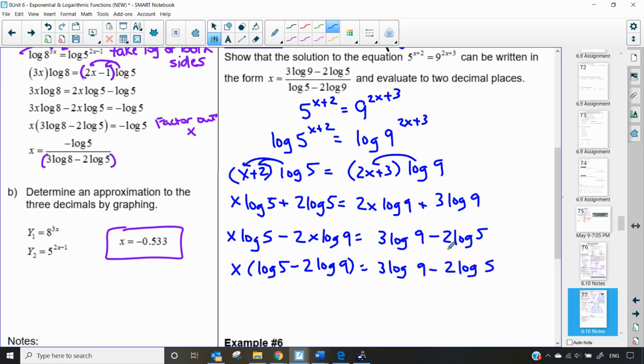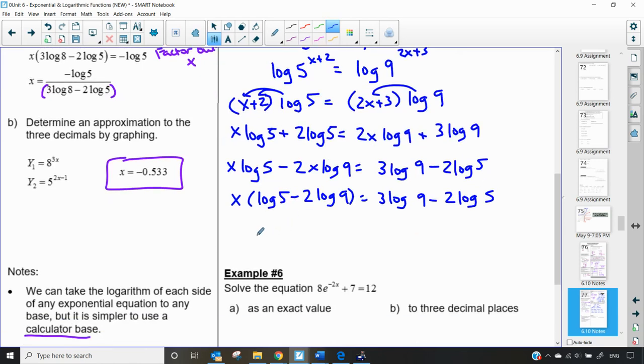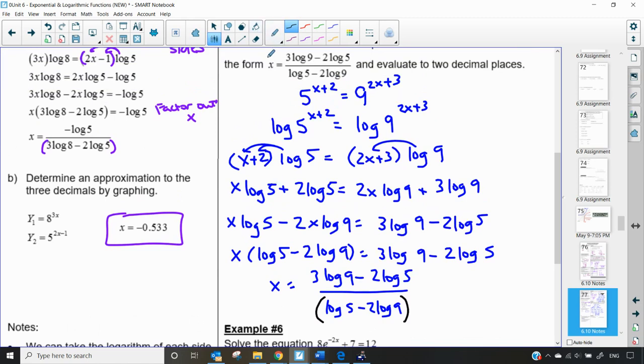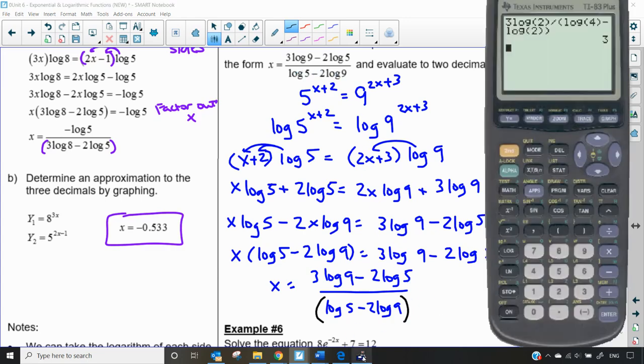All right, now in order to get x by itself, I'm going to have 3 log 9 minus 2 log 5, all divided by log of 5 minus 2 log of 9. Now again, this can be put into your calculator in one step, but it's important that you have your brackets. So if we go back and double check, we wanted to have 3 log 9 minus 2 log 5, which we have, divided by log 5 minus 2 log 9, which we also have. All right, so our last step is to put this into our calculator.